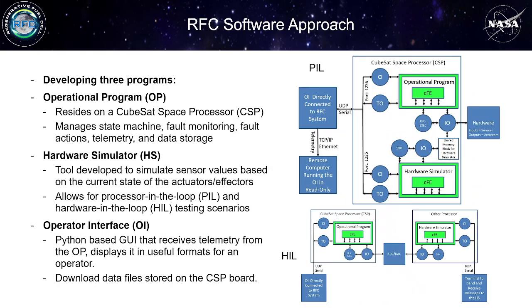So to take care of all these requirements, we're developing 3 programs. First, the operational program. This is essentially the heart of the software suite. This is going to reside on the RFC system avionics, which in our case is a CubeSat space processor. So this manages the state machine, fault monitoring, fault actions, telemetry, and data storage. So it does a lot.